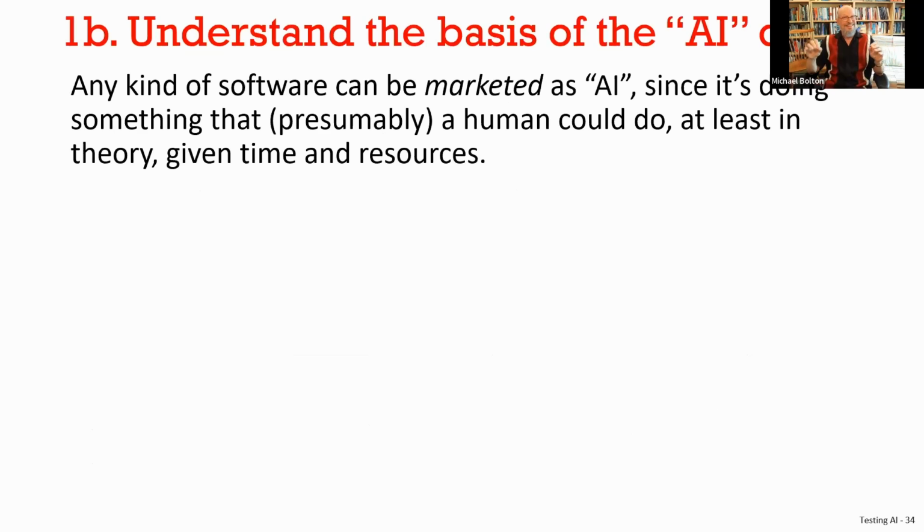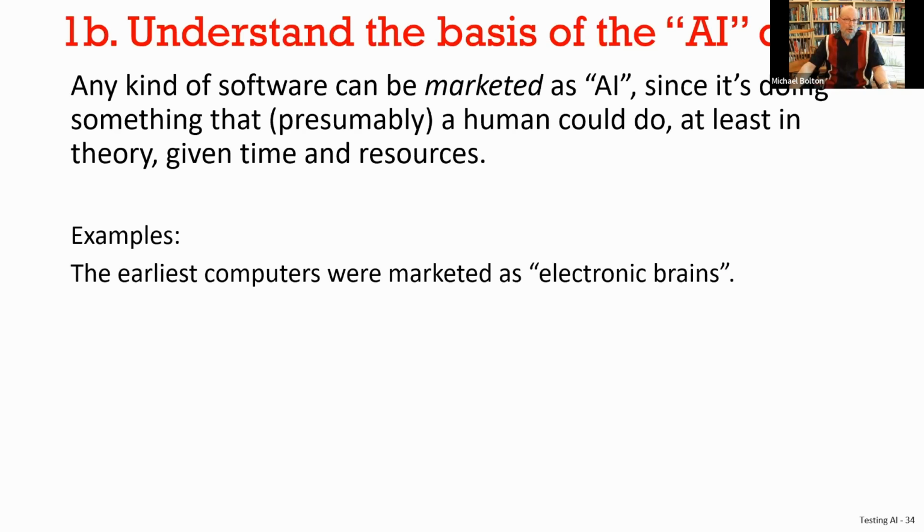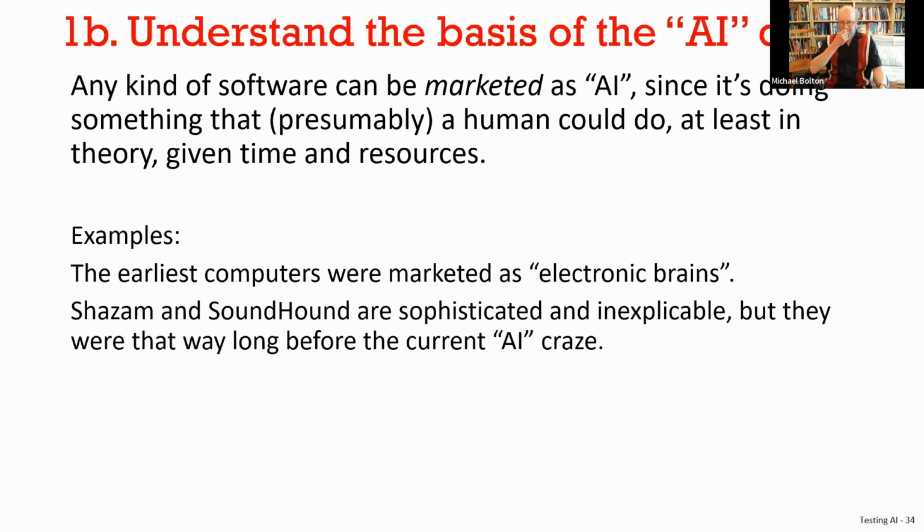Now, notice that any kind of software, even software that contains no AI at all, can be marketed that way, since it's doing something that a human with a certain kind of intelligence could do, at least in theory, given time and resources. But that doesn't mean that these things are fundamentally intelligent. For example, the earliest computers were marketed as electronic brains. When I first saw Shazam, the music recognition program on my wife's iPad a long time ago, I thought, man, that's incredible. It seemed intelligent. How does it know what this song is?